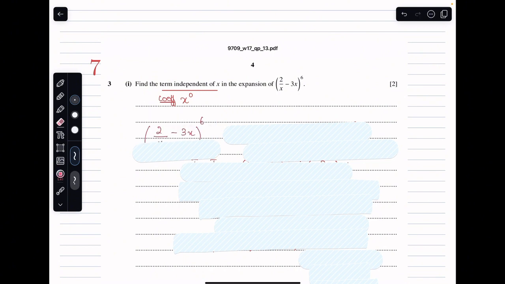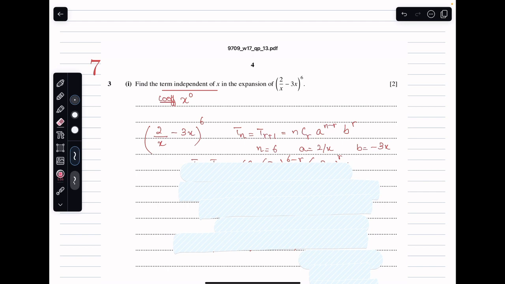Therefore, I should say here that if this is (2/x − 3x)^6, then to find the term, I should be taking help of the term formula. The term formula says that Tn, which equals Tr+1, equals nCr a^(n−r) b^r, where we know a is the first term, which is 2/x, b is negative 3x, and n obviously is going to be 6 here.